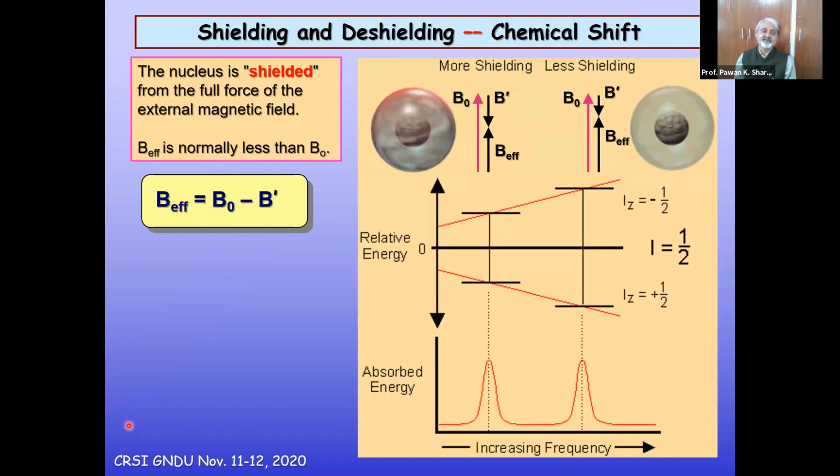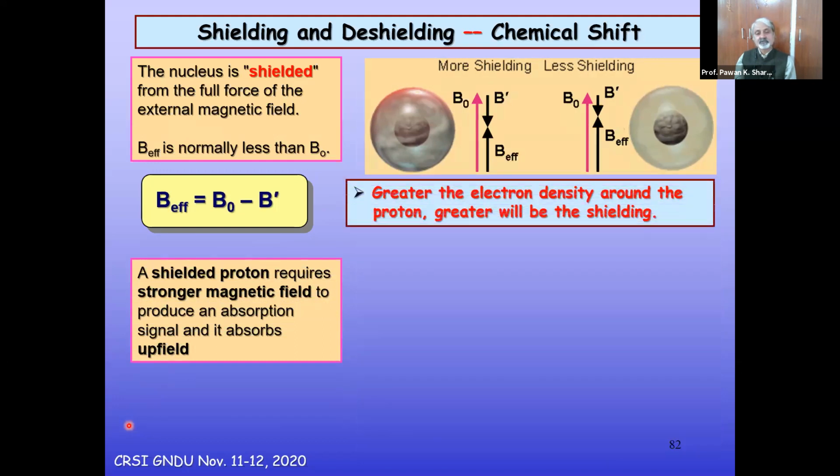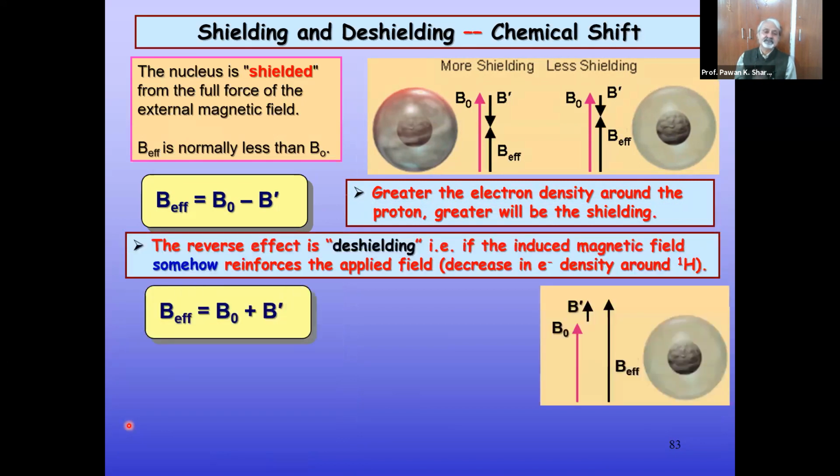So B effective for shielded nuclei would be B0 minus B prime. And a shielded proton requires a stronger magnetic field to produce an absorption signal, and it absorbs upfield. So in short, we can say the greater the electron density around the proton, the greater will be the shielding. And the reverse of this effect is de-shielding.